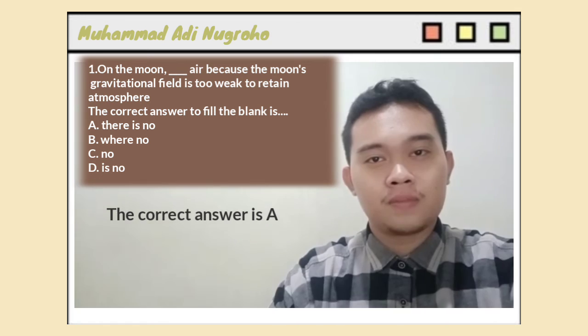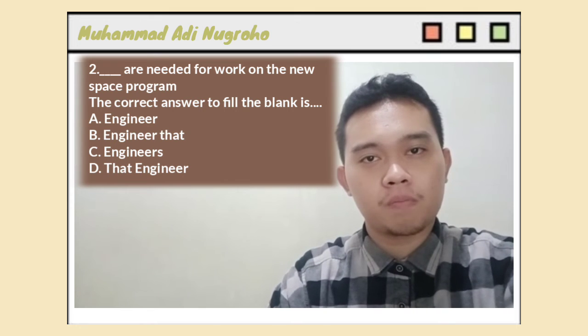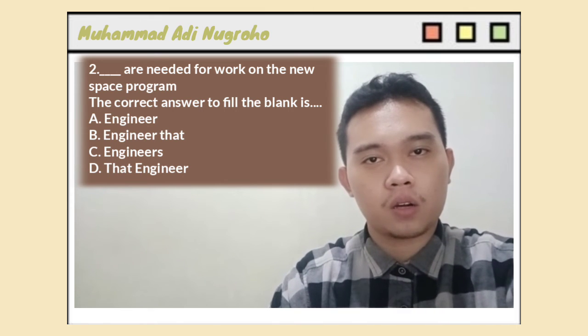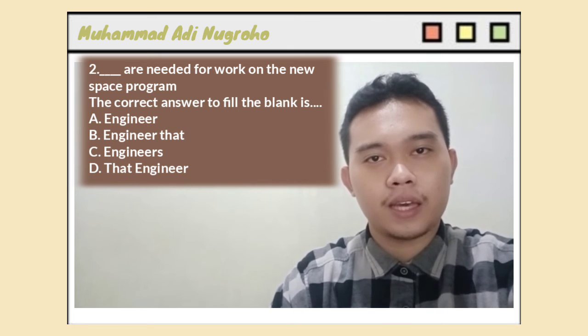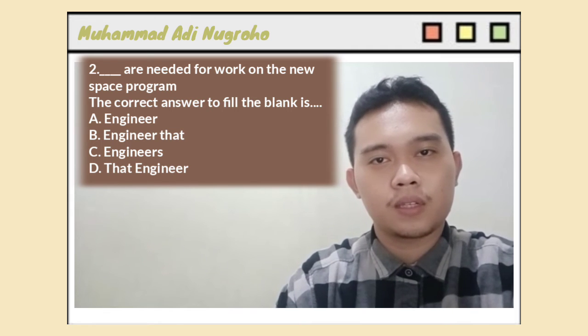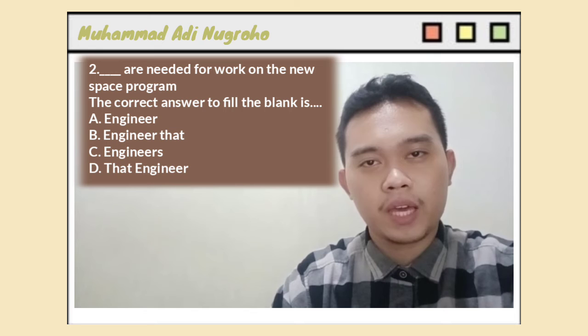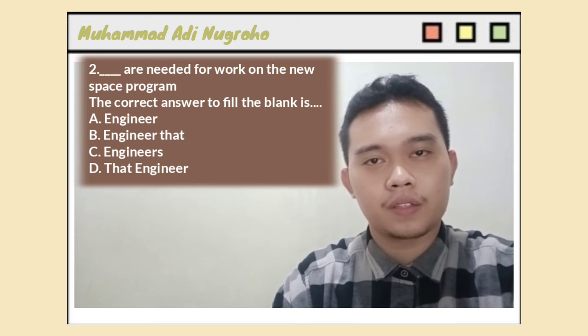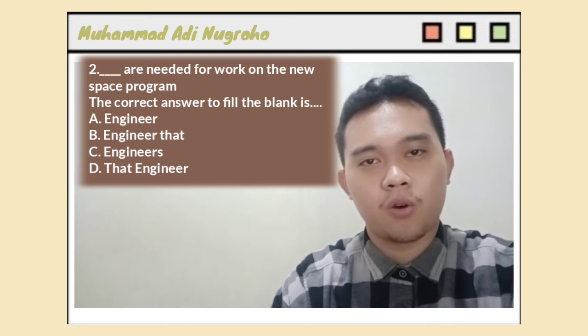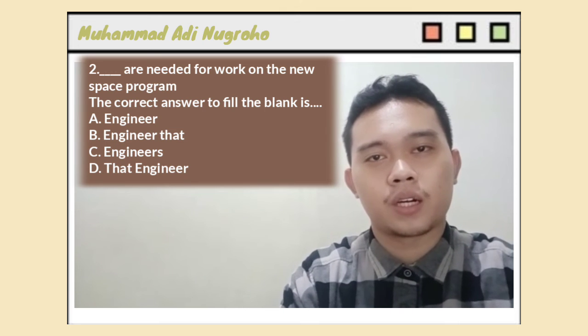Number 2. Blank are needed for work on the new space program. The correct answer to fill the blank is A. Engineer, B. Engineers that, C. Engineers, D. That engineer. As we can see, the blank is before are needed. Needed is verb 3. Are is to be. So what we need to fill the blank is a subject. So let's see the answer.